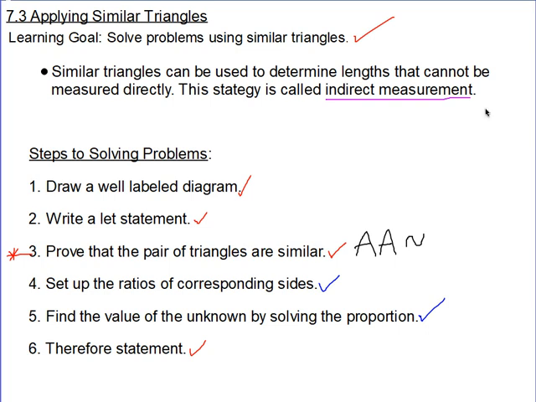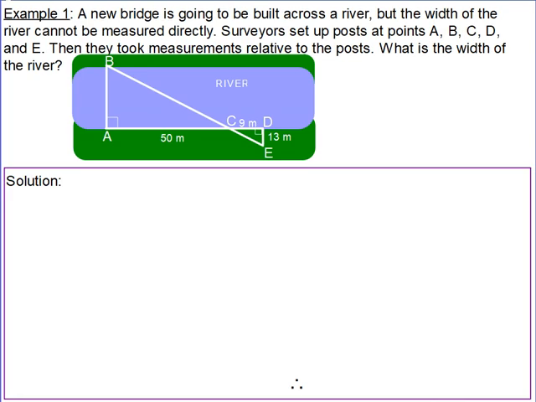Okay, so let's start indirectly measuring some stuff here. So here's example 1. A new bridge is going to be built across a river, but the width of the river cannot be measured directly. Can you imagine trying to put a tape measure across a river? Surveyors set up posts in a very strategic way, and they put them at points A, B, C, D, and E.